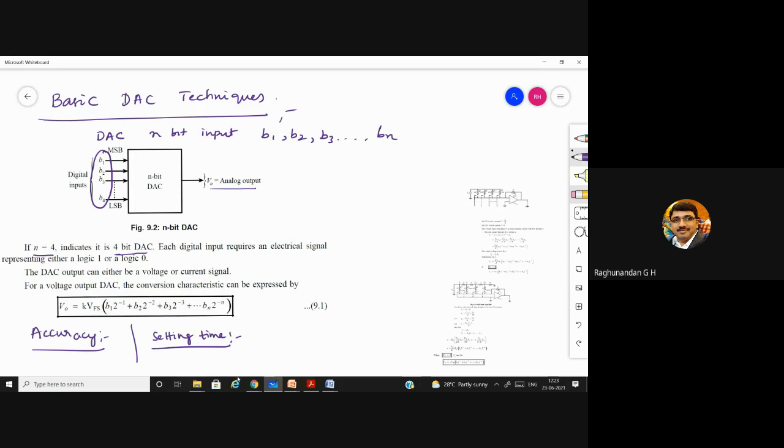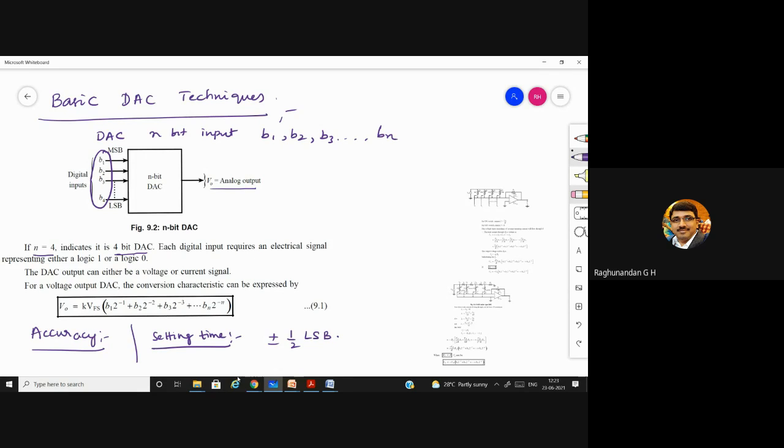It is the time required for the DAC output to settle within plus or minus 1 by 2 LSB of the final value for a given digital input. A small variation will be there, as I told. There will be just some 0.5 variation, 0.3 variation. It might be more or less. Within this, it is going to settle down.